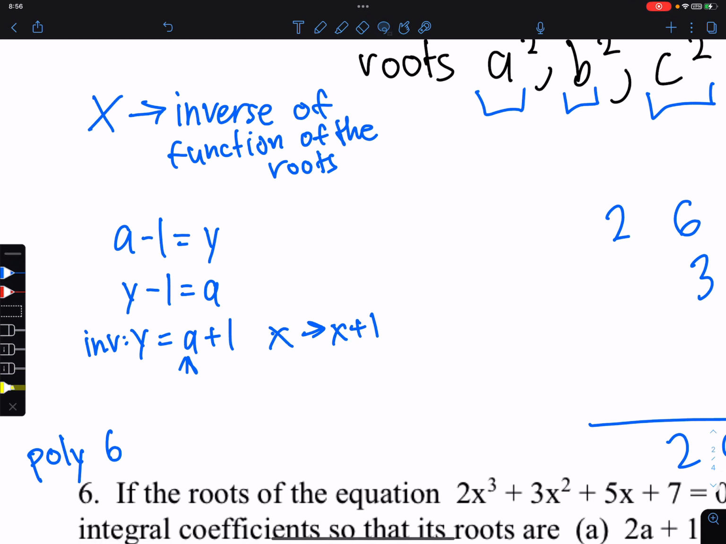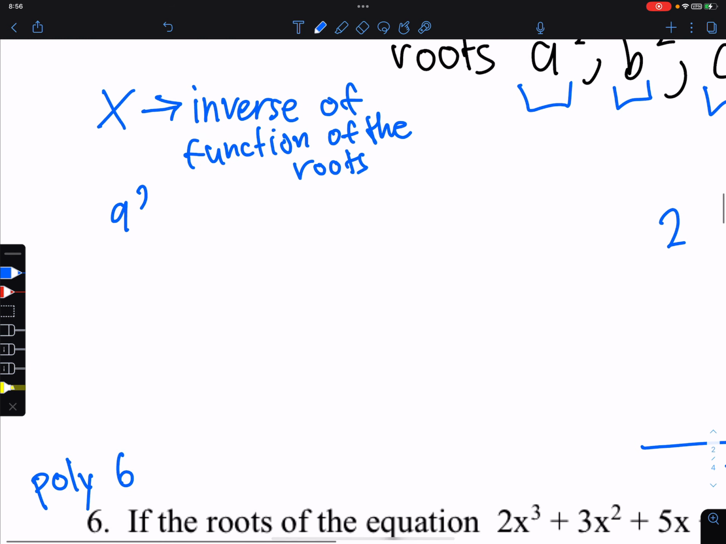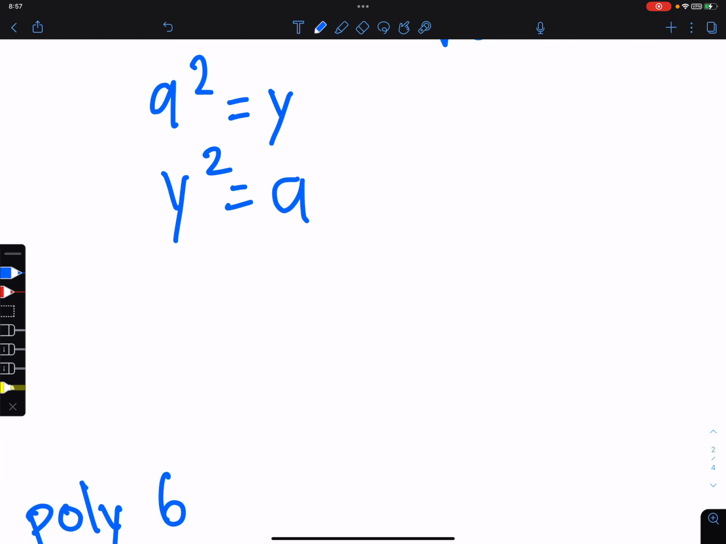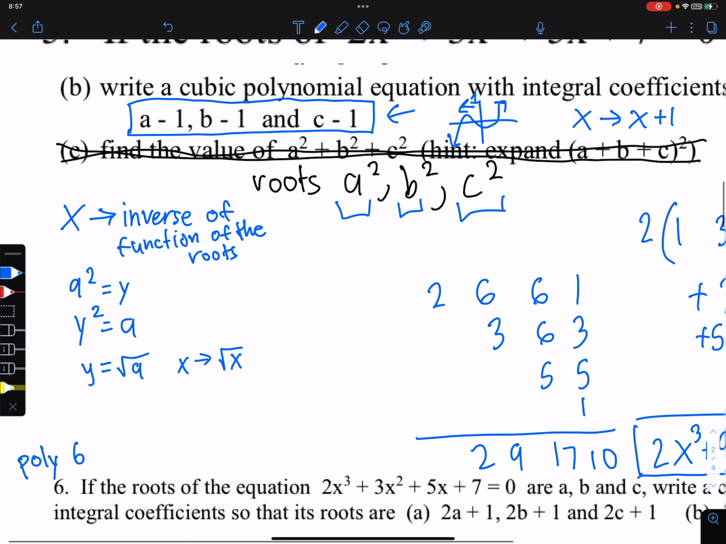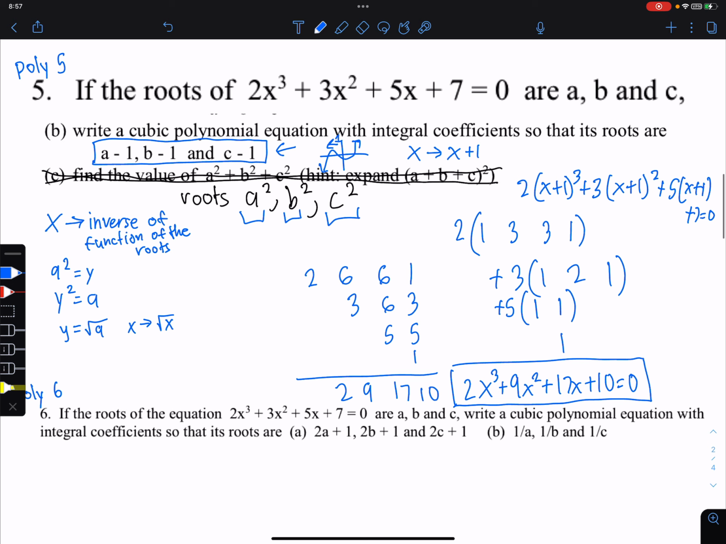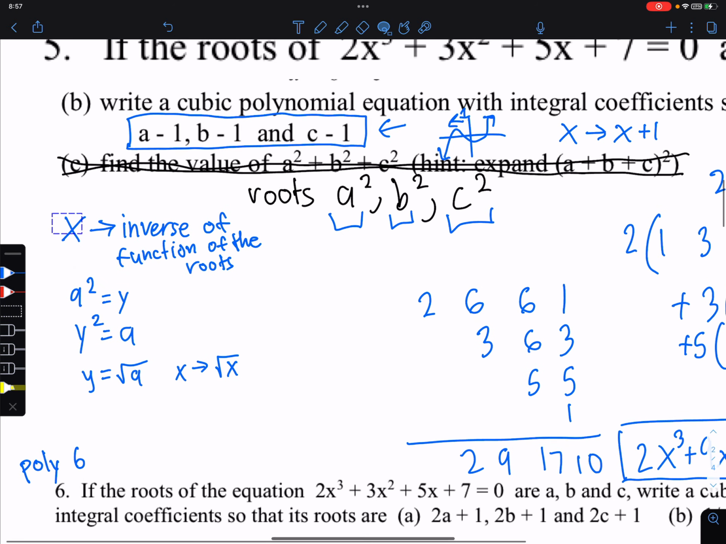Now, if we look at a squared, right, is equal to y. If we switch it, y is equal to the square root of a, right? And so here we want x to go to the square root of x. Let's plug in, right? And so this is the translation that you want. Now it's a bit more complicated as you'll get a bunch of square roots for this one.